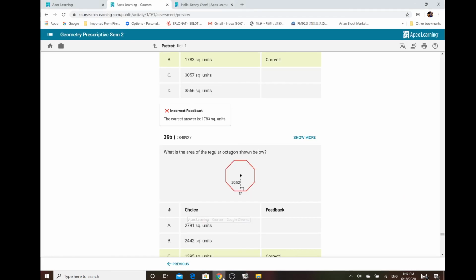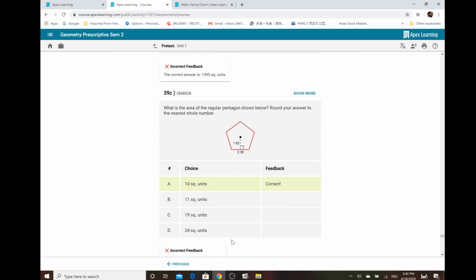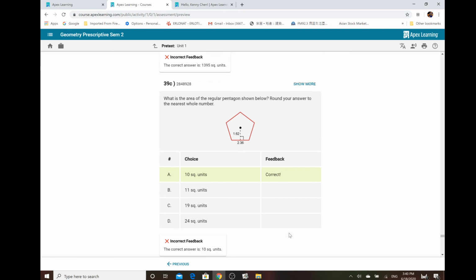Okay, so now let's see what else we have for the rest of this. This one is a similar problem, but it's finding the area of a pentagon. It's the same strategy: 1/2 times 1.62, the apothem, and then times the base. And we need pentagon, penta, that means 5, so multiply by 5. So 1/2 times 1.62 times 2.36, and then times 5, so you get about 10 square units.